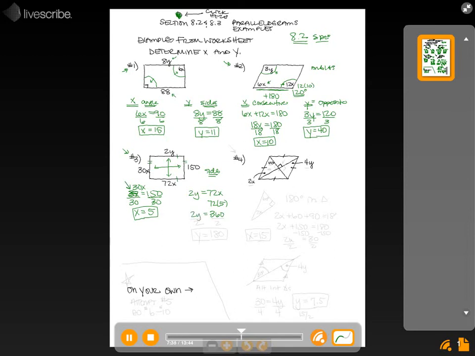Okay? So again, we have to plug that x in order to find y. And that's pretty common. You'll see that in a lot of examples. Okay, so now we just divide by 2. And y ends up being 360 divided by 2. Half of 360 is 180.